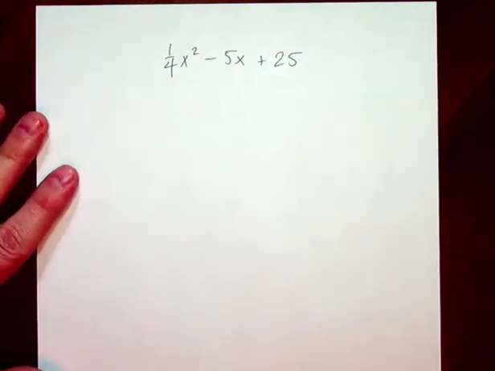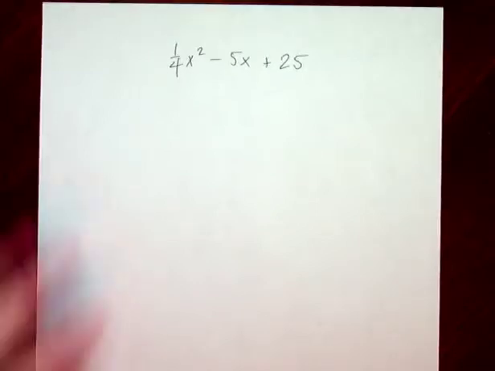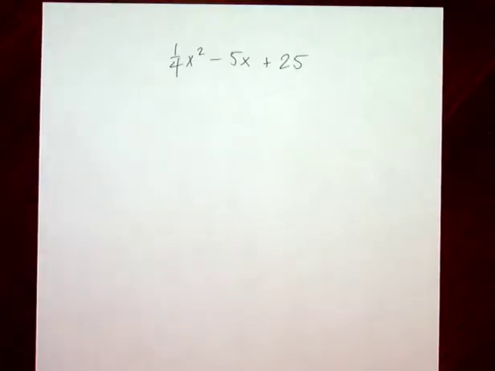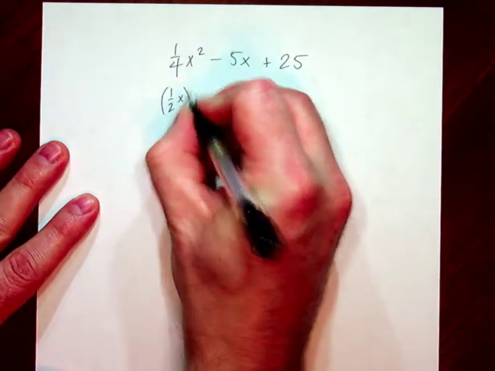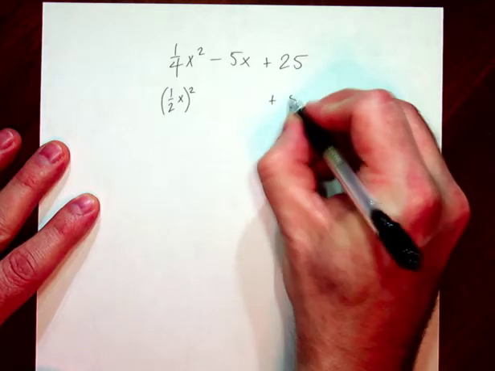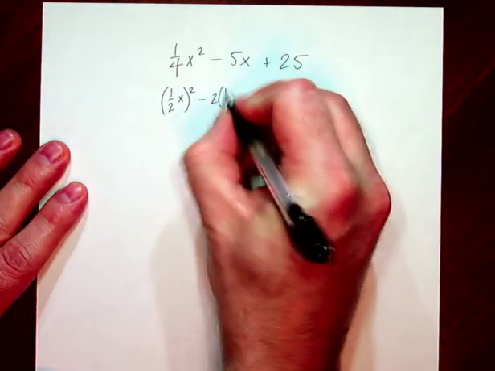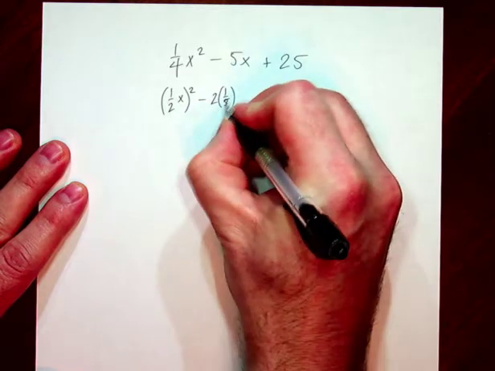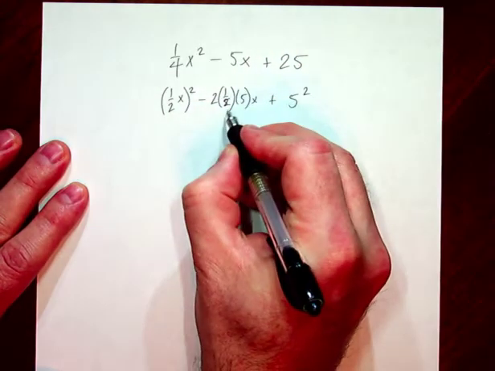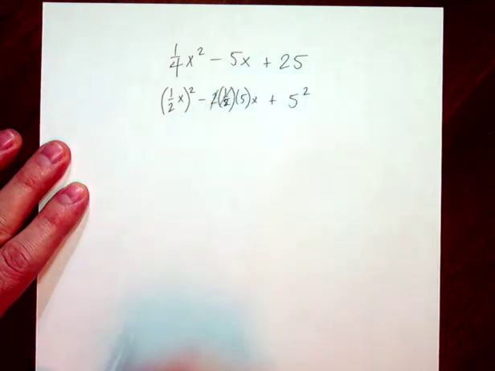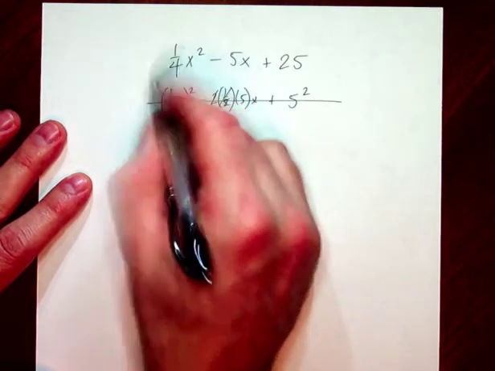Now, right here, you're thinking to yourself, this could be a perfect square trinomial, and it is, okay? Because this right here is 1/2 x, this right here is 5 squared, and this middle term is 2 times 1/2 times 5 times x, right? And then the 2 and the 1/2 cancel out. But let's pretend that we don't see that yet, and I want to get rid of that 1/4.